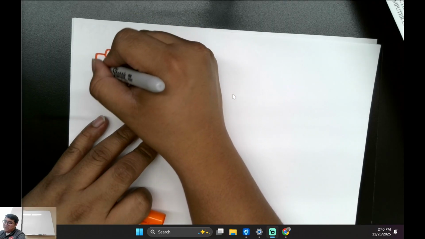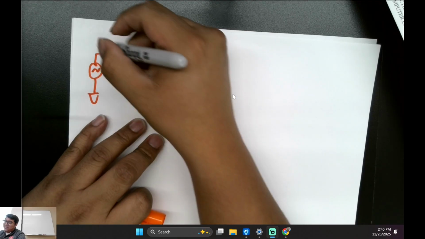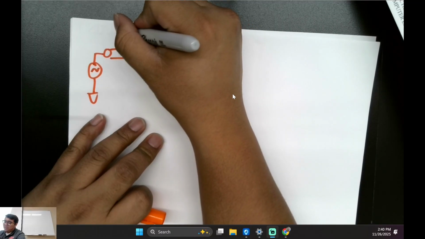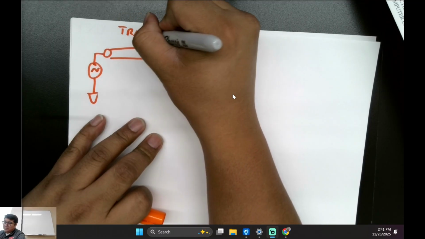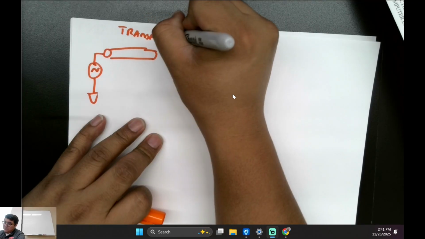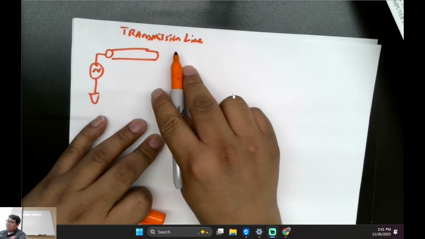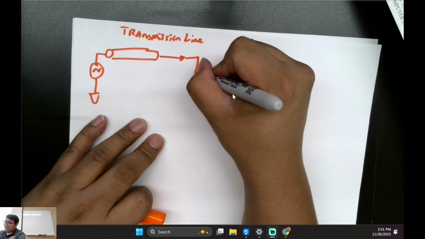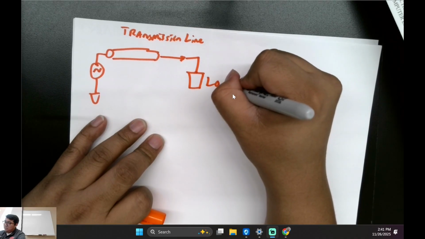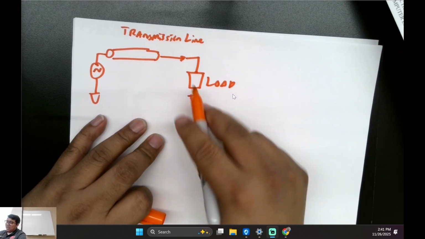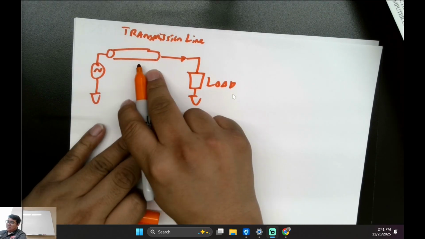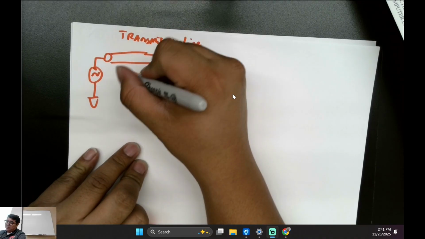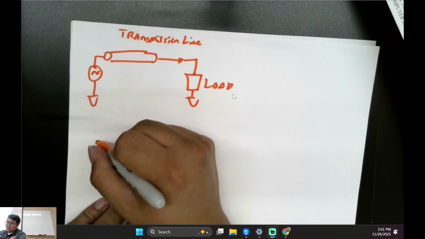So you're going to have some type of source right here, right? And it's going to be on some transmission line, and it's going to travel to the point where you're going to have some type of load. And this line itself is going to have some type of impedance, so think of a coax, for example.